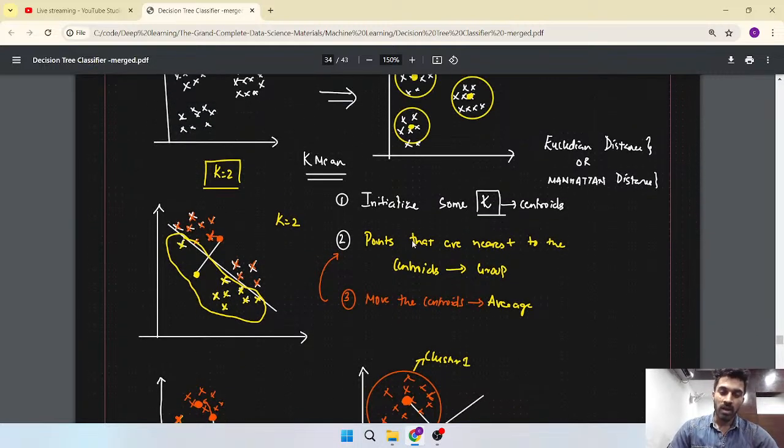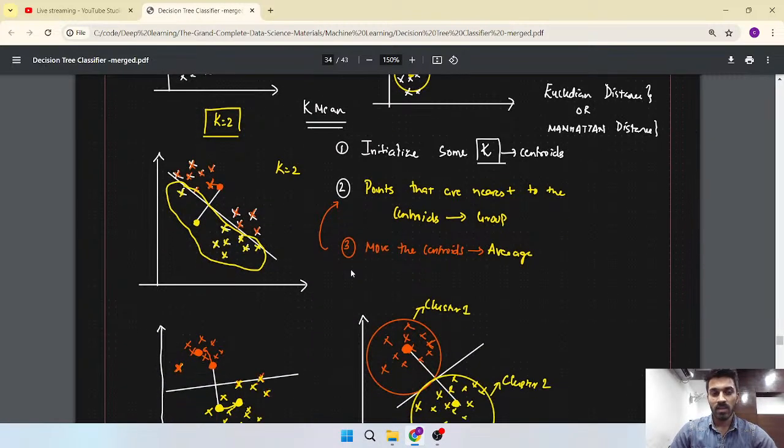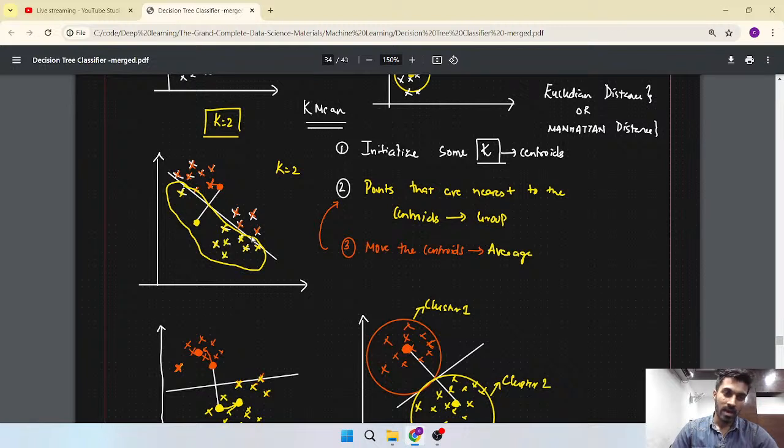So to start this algorithm, k-means clustering, we have to initialize some k centroids. Initially you don't know what the value of k is. So initialize any random value, suppose you have initialized 2, and then find the distances according to this formula. Suppose you have first initialized the first centroids here and here, and then find the distances.